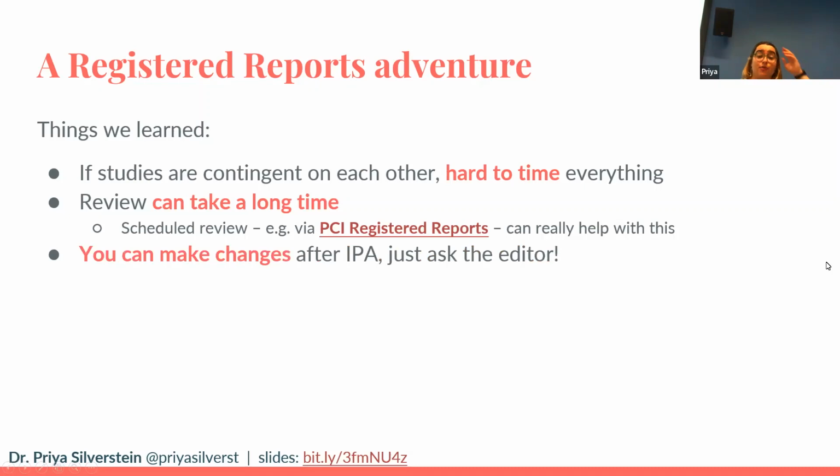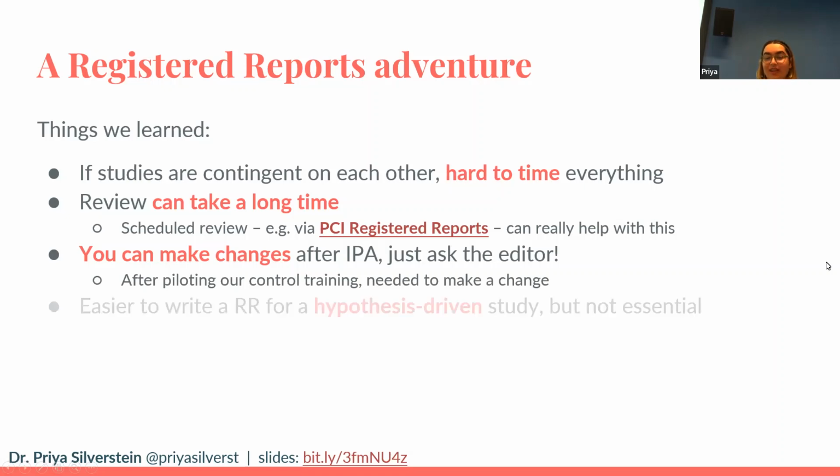The other thing we learned is that you can actually make changes after you've received in principle acceptance. It's just that you have to ask the editor. So that's fine. Just make sure that you do ask, because you don't want to get to the stage where you're submitting the final version and you've made something that you think is a tiny change and the editor's like, well, that's not what you said you were going to do, so we're going to reject the entire paper. So don't do that. We needed to make a change because after piloting our control condition, the kids hated it. So we needed to change that.